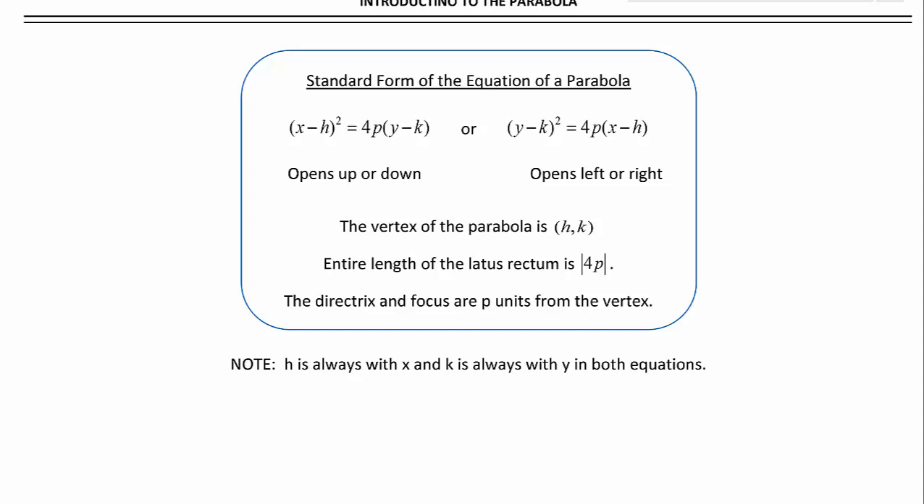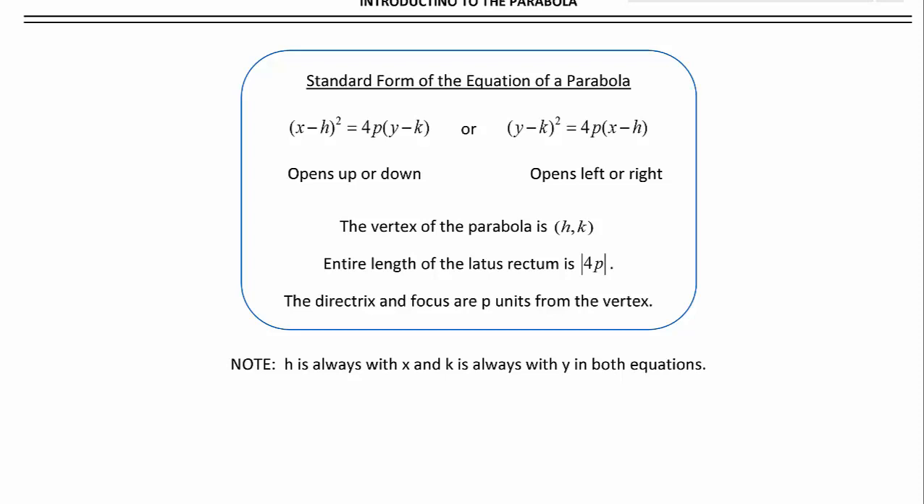But now new for us, we might have a parabola that's opening either left or right. If that's the case, then the y is going to be the variable that's squared. Our standard form for a parabola opening left or right is (y minus k) squared equals 4p times (x minus h). The vertex of our parabola is (h, k), and notice h is always with x and k is always with y. The entire length of the latus rectum is the absolute value of 4p, so that's going to tell us how wide the parabola is.